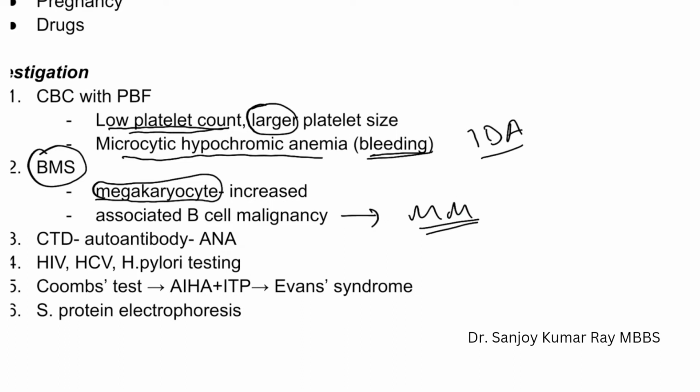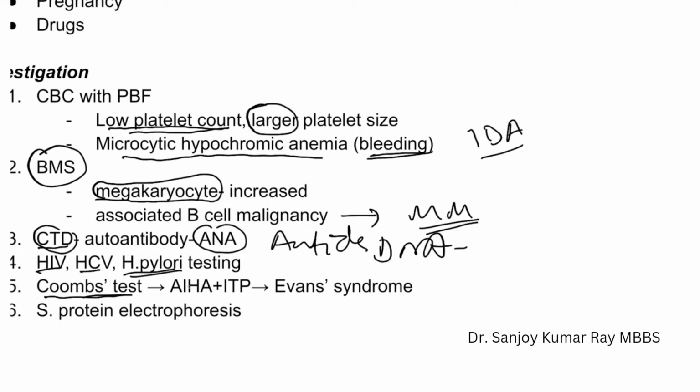To investigate connective tissue disease like SLE, ANA or anti-dsDNA can be done, and appropriate testing for HIV, anti-HCV, and testing for H. pylori. Coombs test, the most important one, if the patient has autoimmune hemolytic anemia as well as ITP.